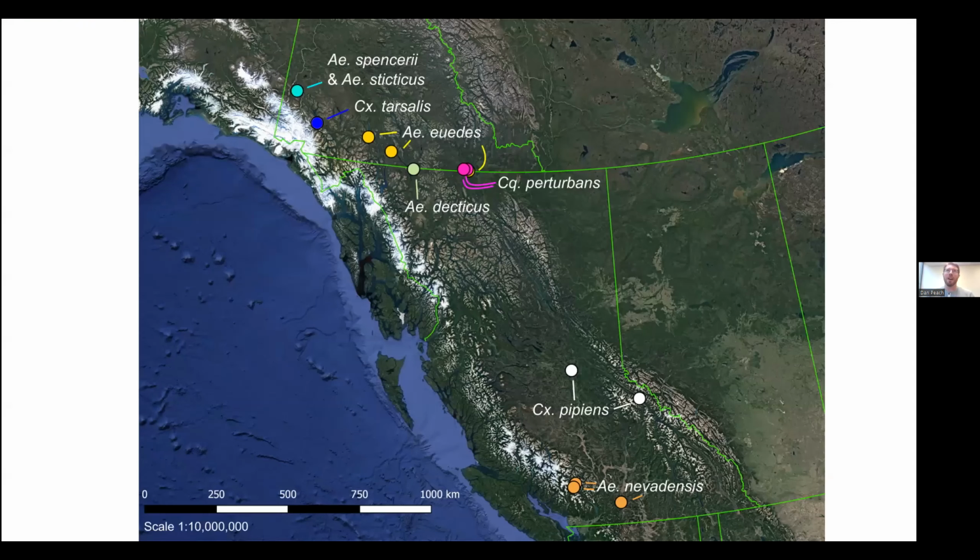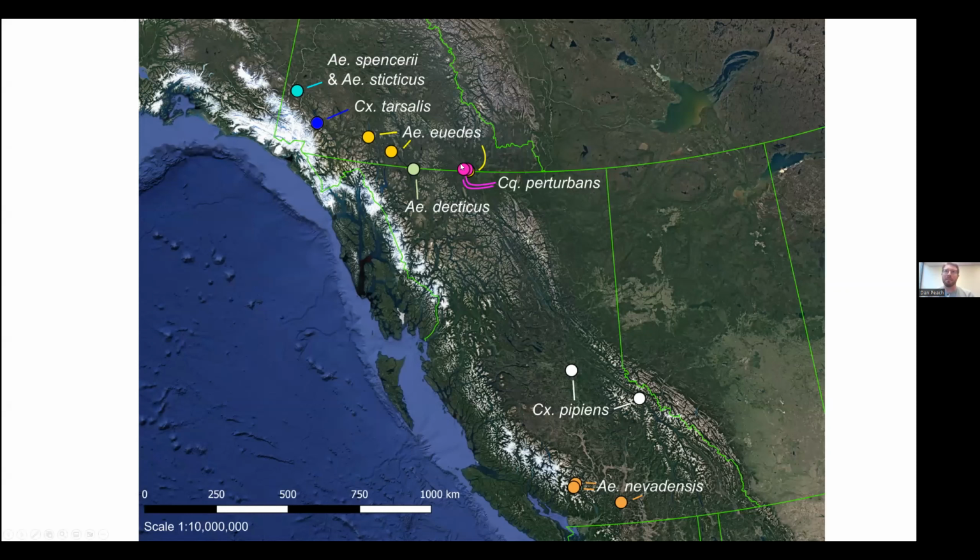So these are some range extensions that I've come across just with some incidental surveying over the last few years. So these are not targeted methodological things. They are from, for instance, the Aedes spencerii and Aedes sticticus up there, which are both the first records of those species for the Yukon. That was on a camping trip with my wife.